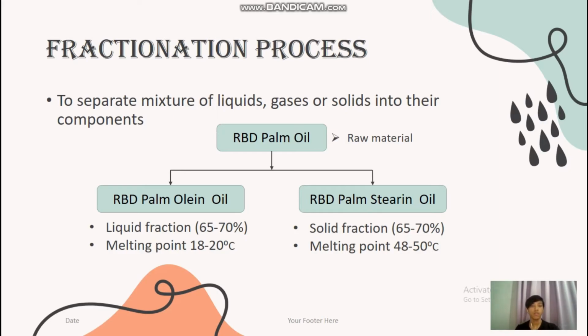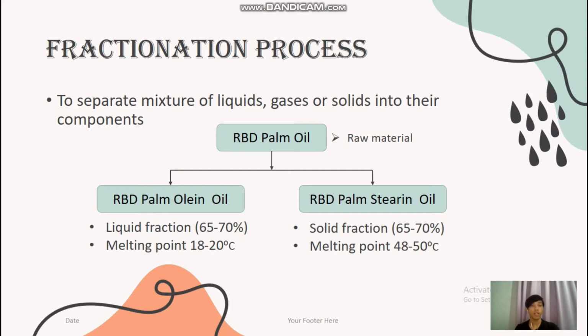The oil is then fed continuously into the crystallizers, which use a condenser to cool the oil. After that, the effluent product from the crystallizers will enter the filtration to undergo a process that separates the palm oil into two fractions: the liquid fraction, palm olein, 65 to 70% with a melting point of 18 to 20 degrees Celsius, and the solid fraction, palm stearin, 30 to 35% with a melting point of 48 to 50 degrees Celsius.